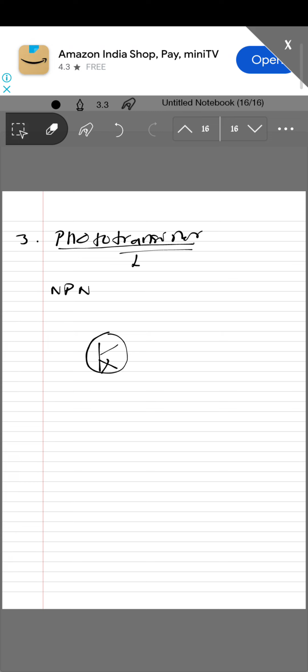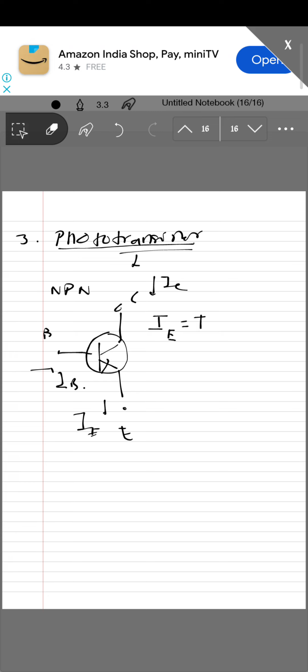You have the base here. This is the collector C, and this is the emitter E. This is the collector current IC, this is the emitter current, and this is the base current IB. So IE, the emitter current, is a combination of the collector current and the base current.